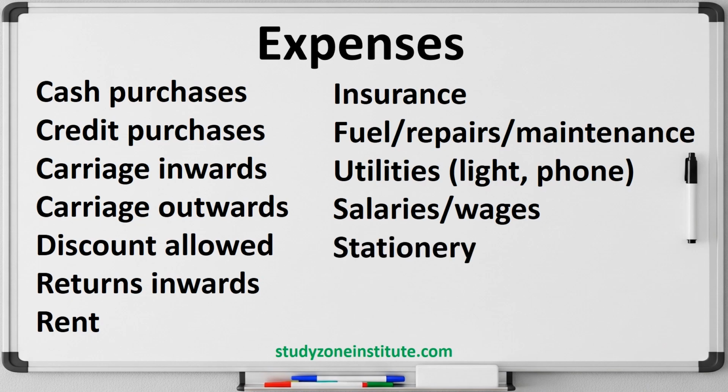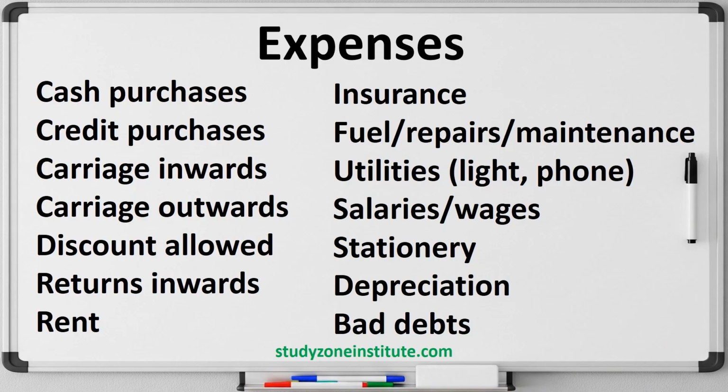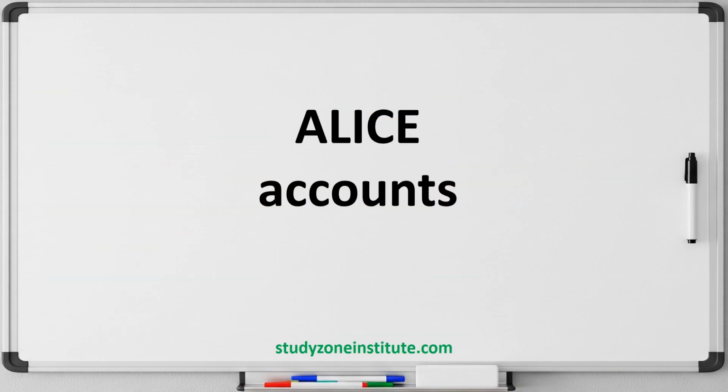Stationery, pens, copy paper, staples, receipt books. Depreciation, the decrease in value of an asset over time. Bad debts, money owed by customers that is considered uncollectible. Let's make sure you know the accounts.